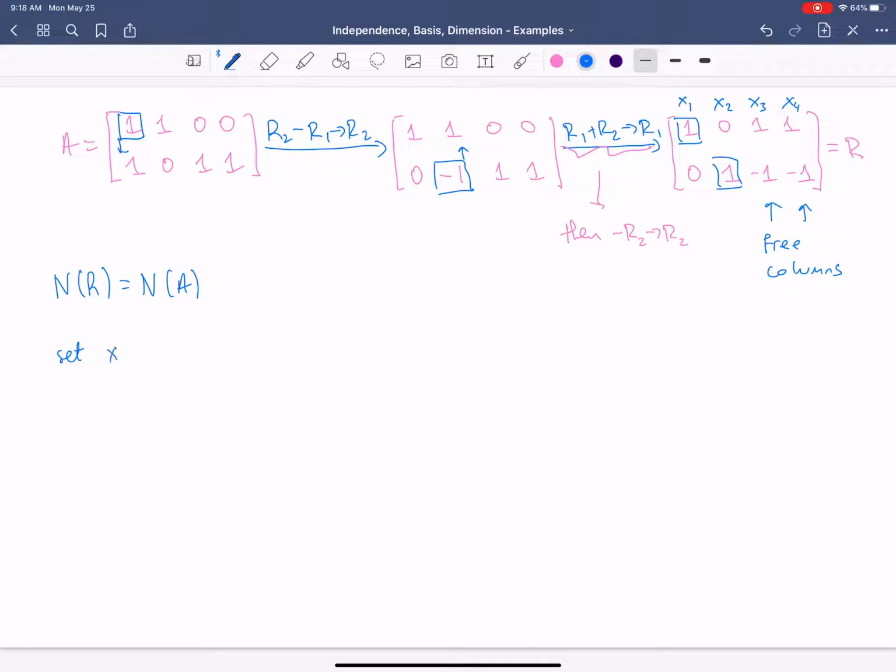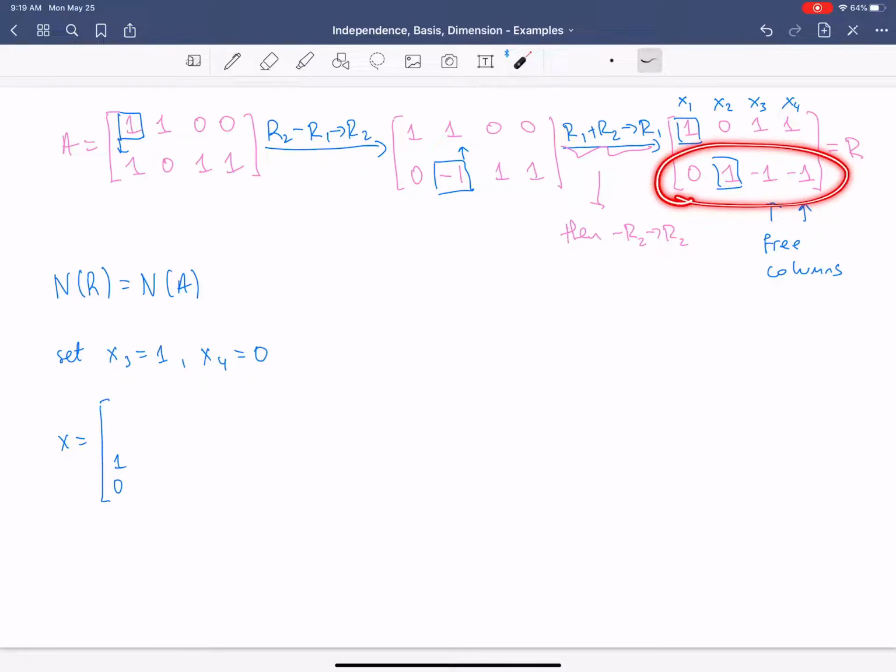I'm going to set x3 to equal 1 and x4 to equal 0. That will give me a special solution. So what is that special solution? From the second equation, x4 is 0, so x3 is -1 times 1, then that forces x2 to equal 1. So I will have a vector x, which has 0 for x4 and a 1 for x3. From the second equation here, that forces x2 to equal 1.